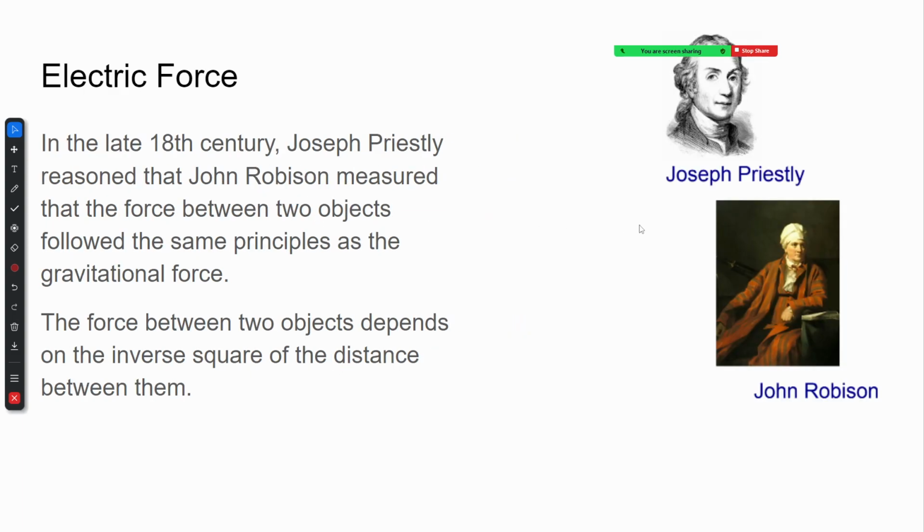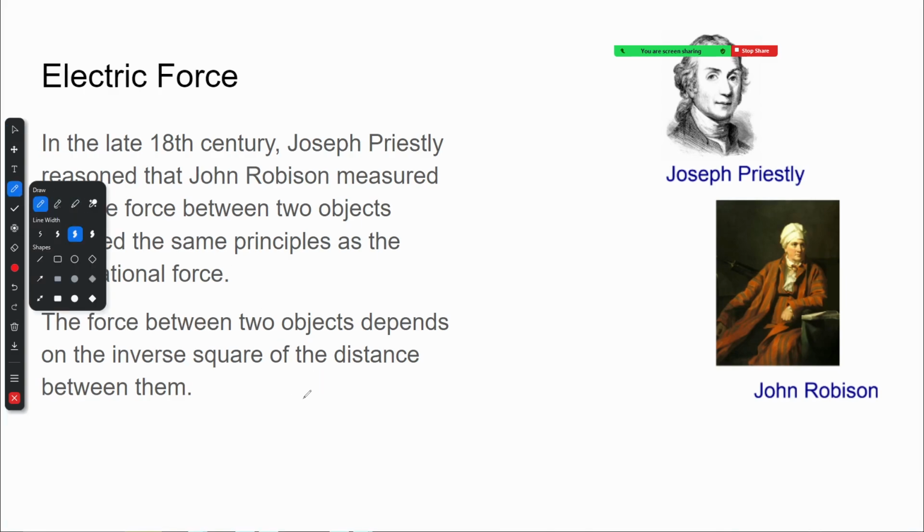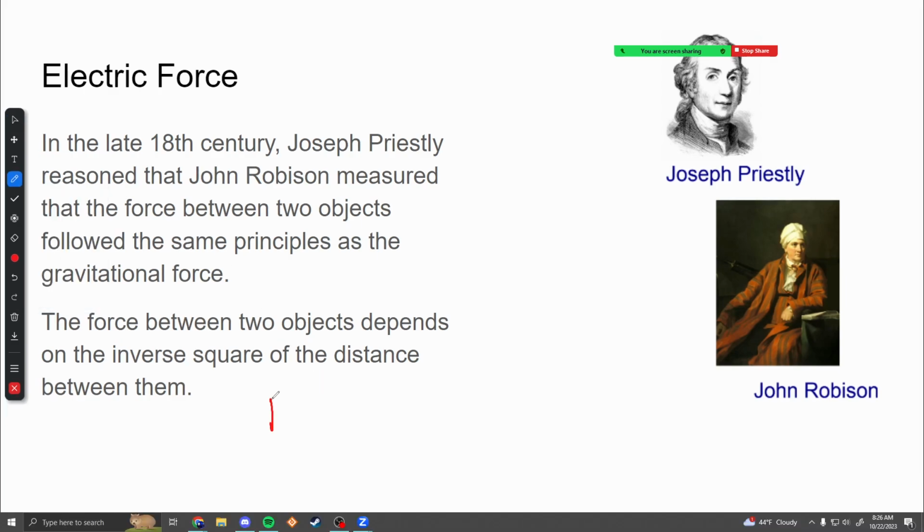Okay. So in the 18th century, Joseph Priestley reasoned that the force between two objects, measured by John Robison, followed the same principles as the gravitational force. So the force between two objects that are charged depends on an inverse square law, in the same way that two objects that have mass depend on an inverse square law. So Fe is proportional to 1 over r squared.